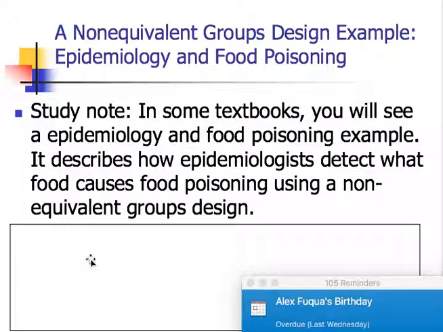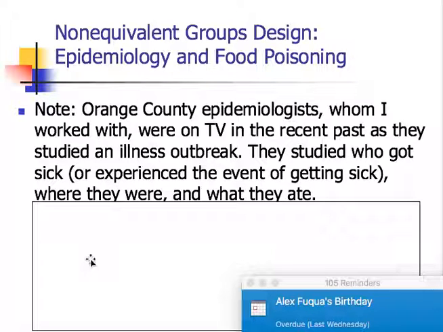In some textbooks, you'll see some examples of quasi-experimental research in epidemiology and food poisoning. So if you're in my course and you want to read a little bit, it's a good idea to read this part of the book about food poisoning and how people sometimes go about finding out what caused someone to get sick and what caused several people to get sick. I've worked with some epidemiologists before, and I've seen some of what they do. I can tell you more about that another time.